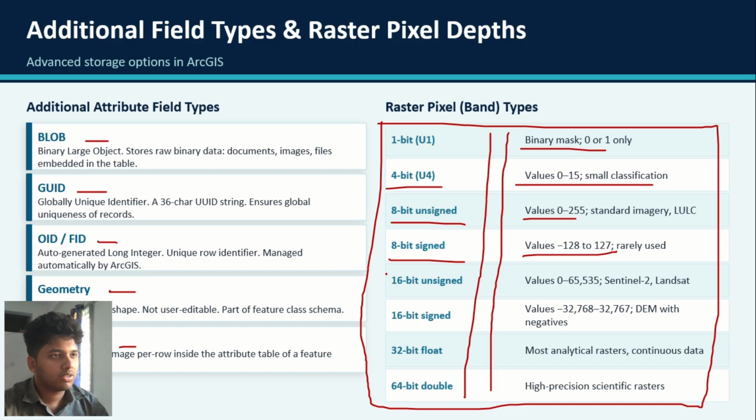This is the most commonly used data format for Landsat-based datasets. 16-bit unsigned has values from 0 to 65,535. We have an example here related to Landsat. So these are the most advanced and most commonly used formats in modern data.